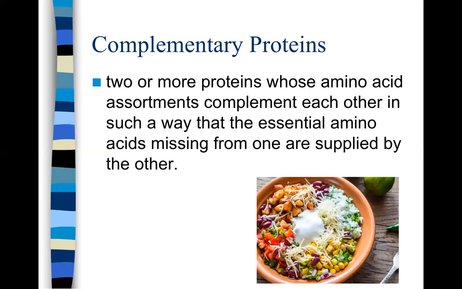But here pictured is a veggie bowl. It's got some grilled tofu, a little bit of non-dairy, corn, onions, red beans, peppers, a little bit of cheese, and rice. While there's not necessarily an animal protein in this bowl, because of all the different plant proteins, all the essential amino acids will be found within this meal.